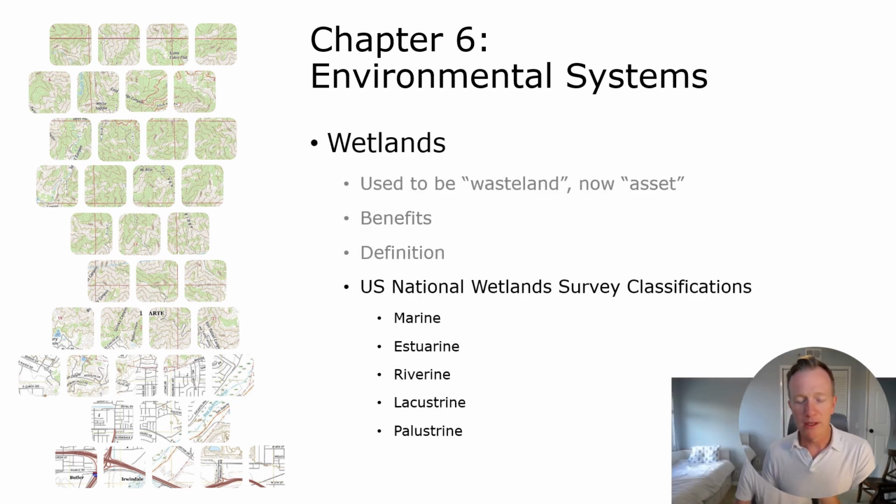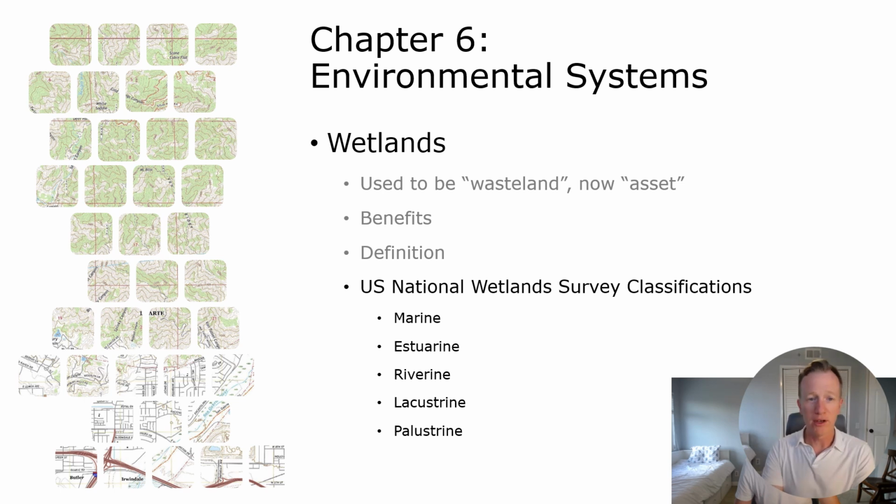And so the U.S. National Wetlands Survey classifies wetlands into 5 different categories. There's the marine wetland, that's a wetland that's in and around deep water. There's the estuarine, or like an estuary, that's in shallow salt waters, almost like a marsh. So if you've been to Bolsa Chica State Beach in LA, the whole area down there is an estuarine.